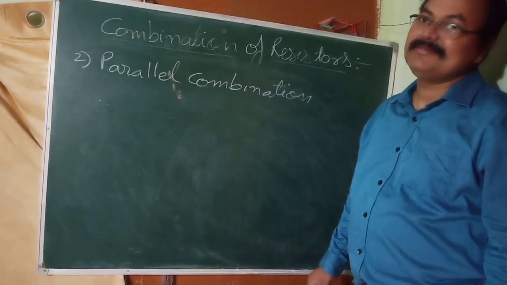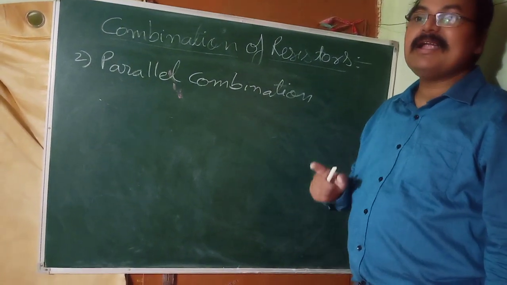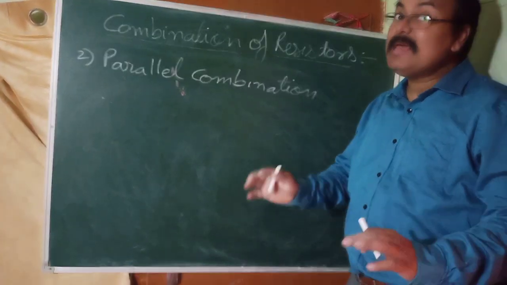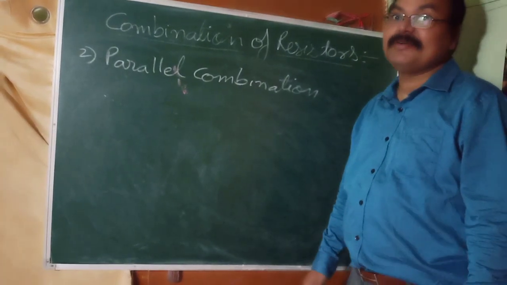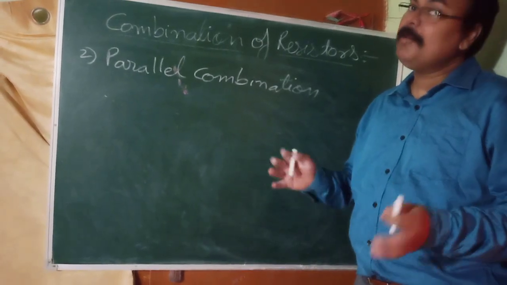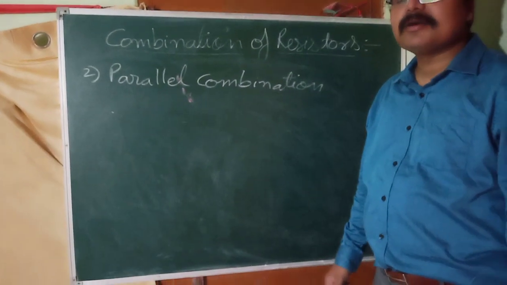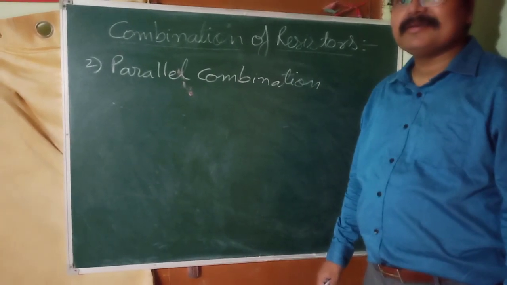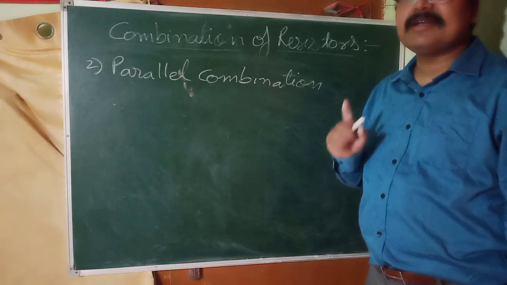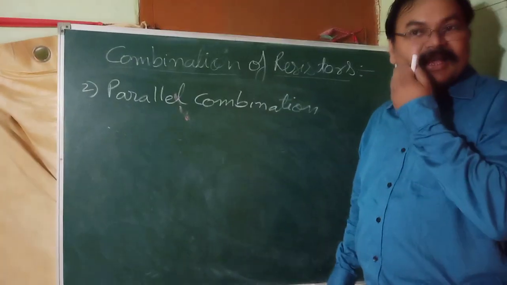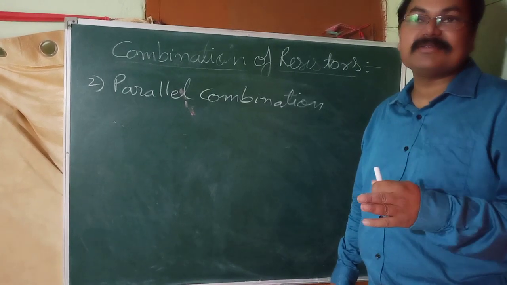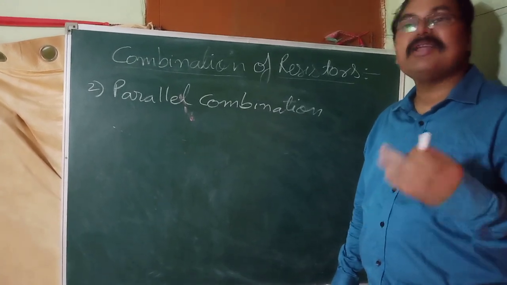And current flowing through them may be different. Okay, current flowing through them may be different. This type of combination is called parallel combination of resistances or resistors or devices.